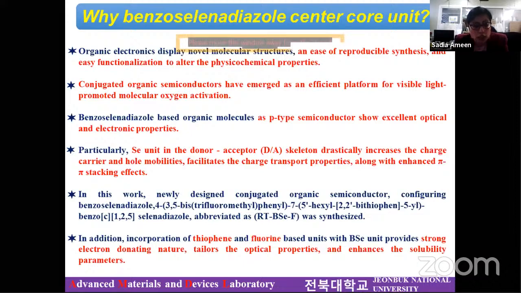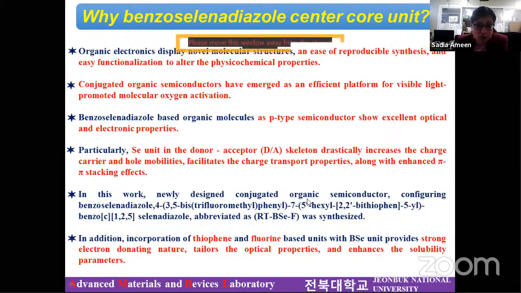core unit. The purpose for incorporating this benzoselenodiazole central core unit is that it is a P-type semiconductor which shows excellent optical and electronic properties. Apart from that, we have also incorporated the selenium unit in the donor-acceptor skeleton, which drastically increases the charge carrier and hole mobilities, facilitates the charge transport properties, along with enhanced pi-pi stacking effects. So this is the molecule which we have synthesized in our work.